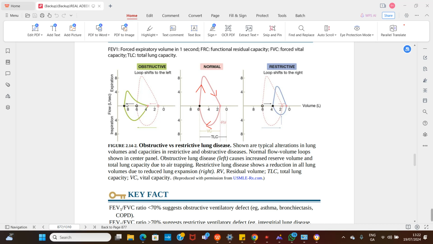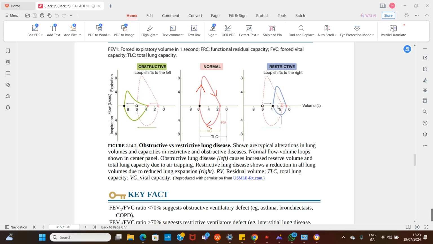So what you can make up from this is that there's an increase in your residual volume, an increase in your vital capacity, and an increase in your total lung capacity. You can see the indentation, which shows the resistance encountered during expiration. So that is in keeping with obstructive lung disease. And again, the peak of expiration is much smaller than the peak of inspiration. That tells you the person is having more problem during expiration than inspiration. So that's in keeping with obstructive lung disease.